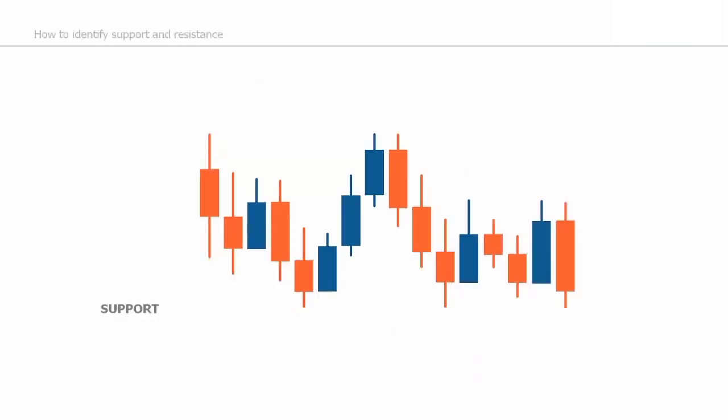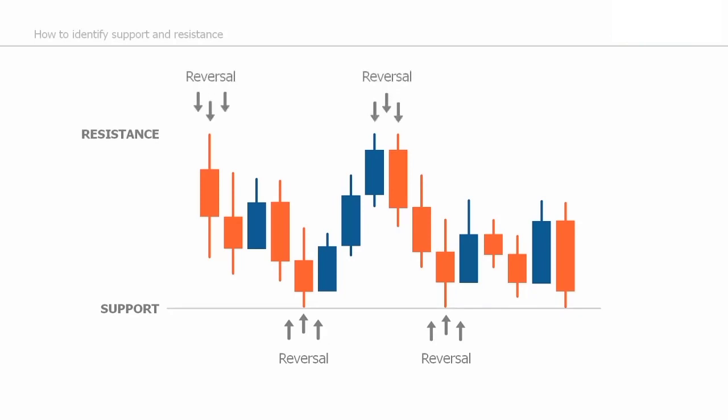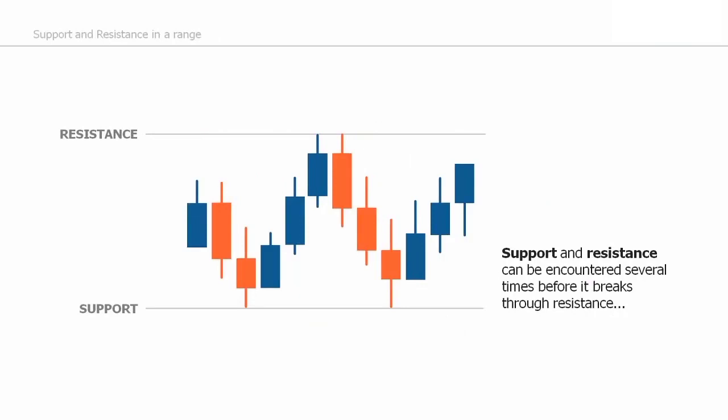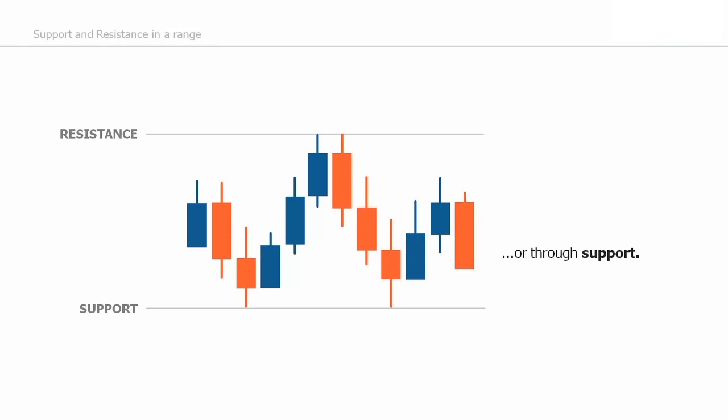To draw support on your chart, find two lows where the price reversed back up and connect these two lows with a line. To draw resistance on your chart, find two highs where the price reversed back down and connect these highs with a line. In a ranging market, price encounters the same support and resistance levels several times before breaking through resistance or through support.